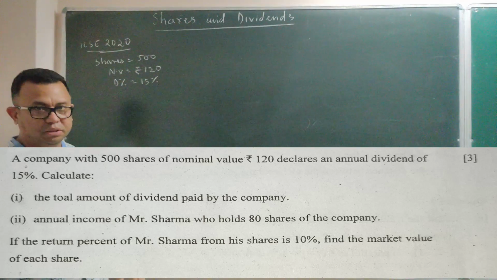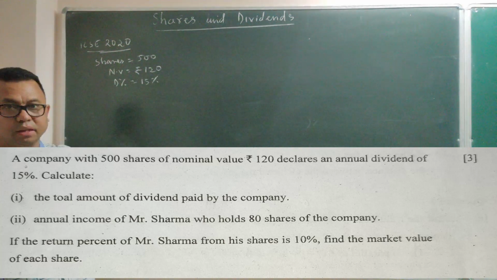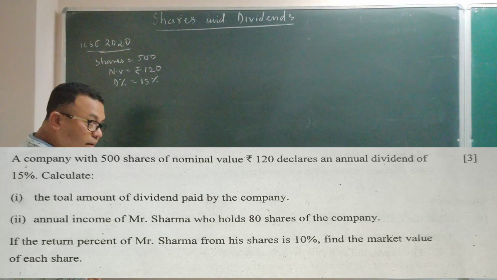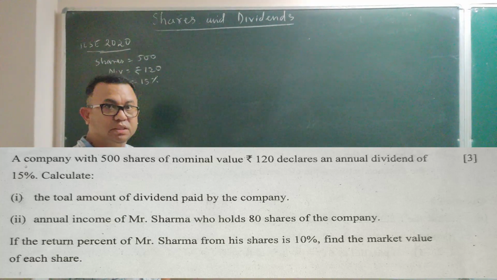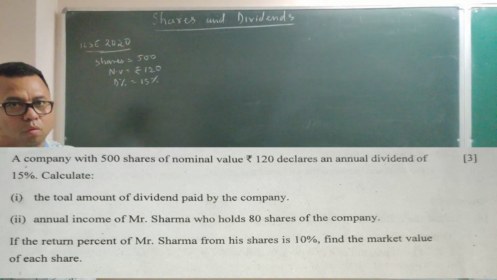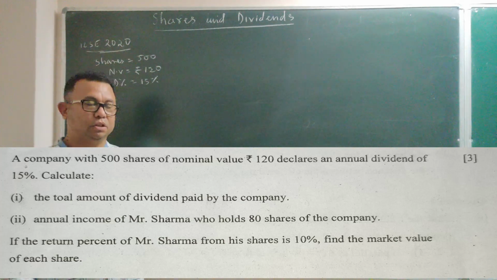Maybe nominal value will be missing, maybe number of shares will be missing, maybe investment will be missing, maybe dividend percent will be missing, maybe market value will be missing. In this question, they have given percentage return. If they have given percentage return, something will be missing. And what is missing? The question is telling you, find the market value. Now we don't know what the market value is. Now see, I'll just show you how to calculate it.